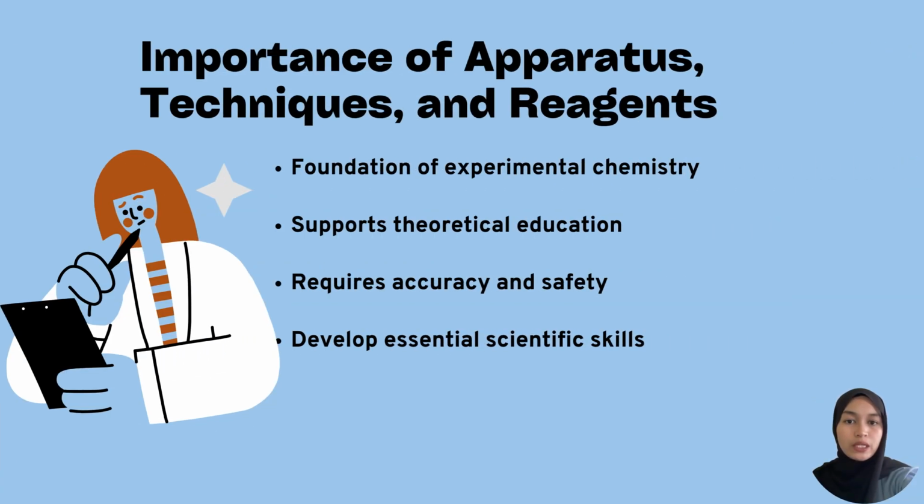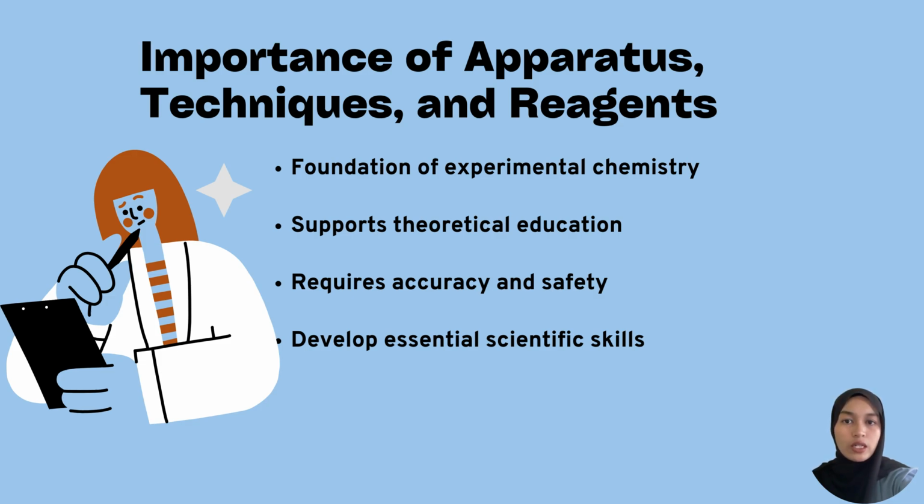So, why is this topic important in chemistry? Laboratory equipment, technique, and reagent are the foundation of experimental chemistry. Without this knowledge, things may be done incorrectly or even become dangerous. This topic also supports theoretical education since it enables students to correlate what they have studied with actual lab procedures.